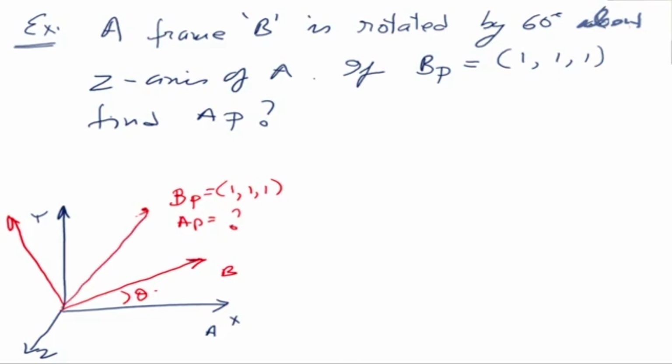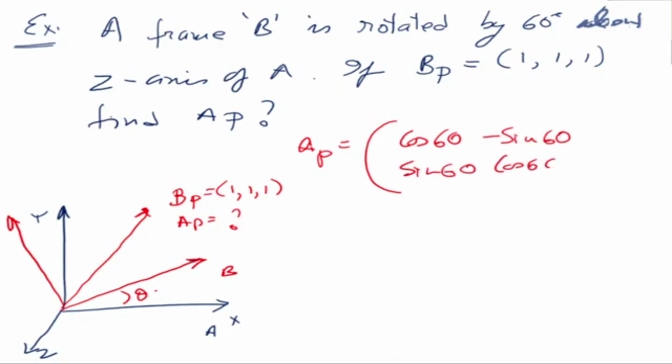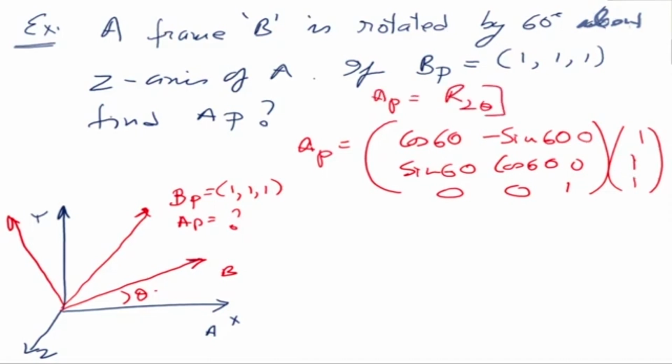Okay, so this is my vector here. So this is the question. How do we find AP? AP is equal to the rotation matrix cos theta. Theta is equal to 60 degrees here now. So let me write AP is equal to cos 60 minus sin 60, sin 60, cos 60. This is 0 0 1, that is 0 0, and coordinate of BP is equal to 1 1 1. Okay, so writing AP is equal to R Z theta, this matrix, into BP. That's where we have got it from.